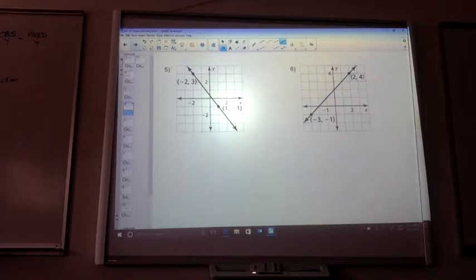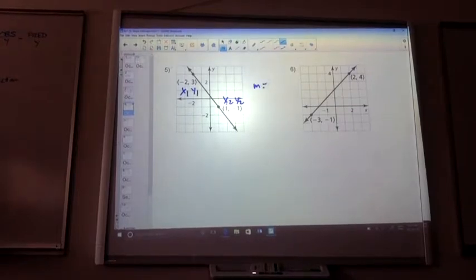Take a look. Number 5, does it appear to be an increasing or a decreasing line? Decreasing. So if it's decreasing, is the slope positive or negative? Negative. So by looking at number 5, not knowing anything else, would you think that the slope should be positive or negative? Negative. Okay. All right, so let's label our points. Label that x1, y1. Label that x2, y2.